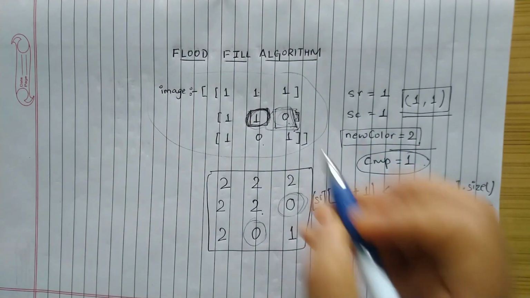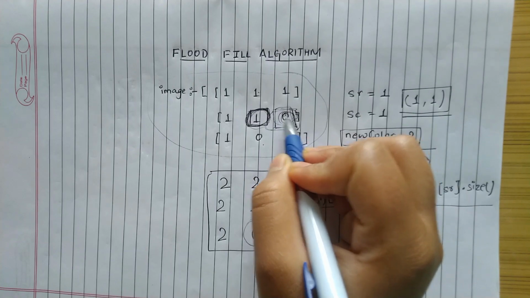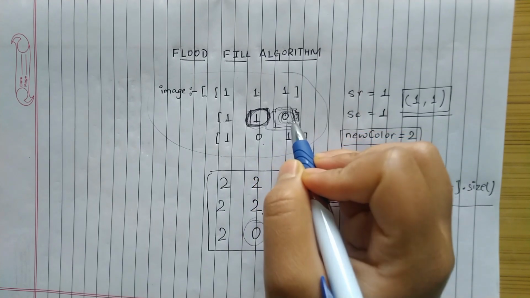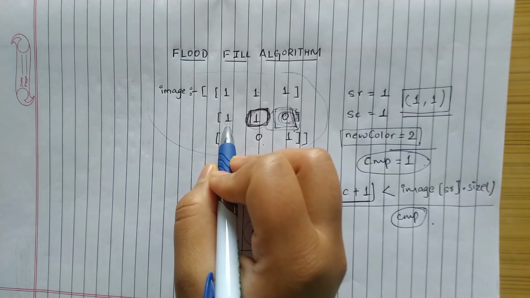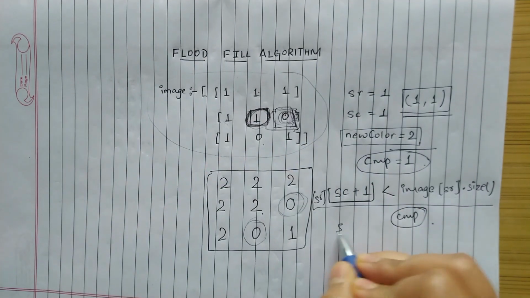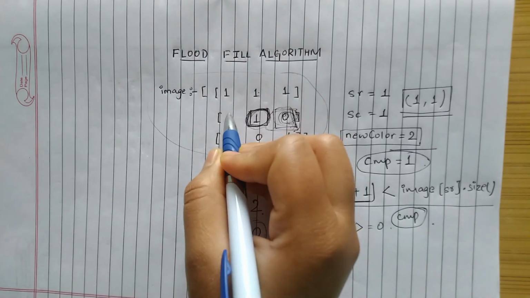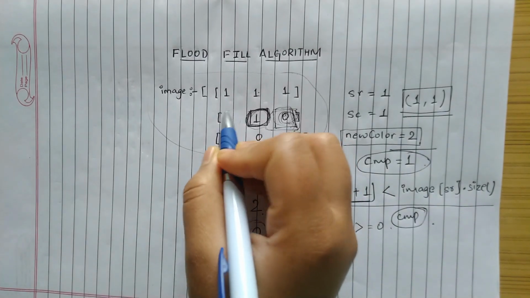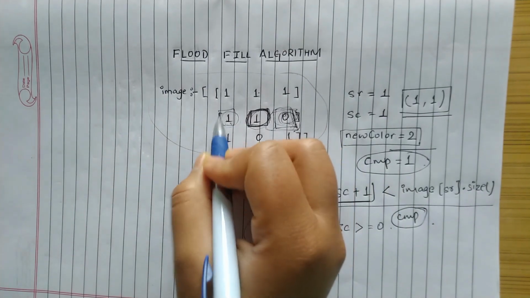So it will then change this number, but right now this number will not be changed, so the recursion will not be called on this one. It will then check this one. Now this is sc. If sc is greater than or equal to 0, then we will access it. So if it is equal to cmp, that means we will have to call recursion on this number.